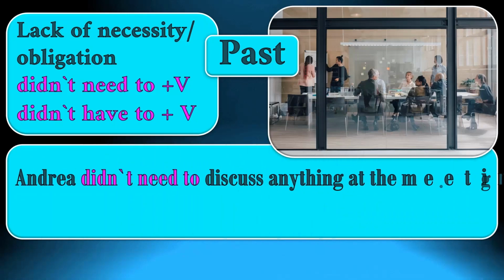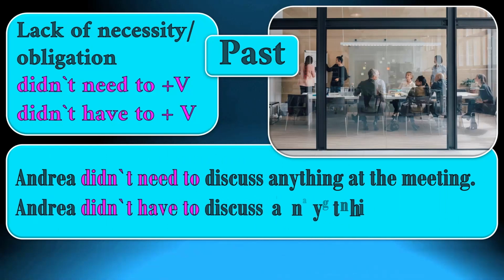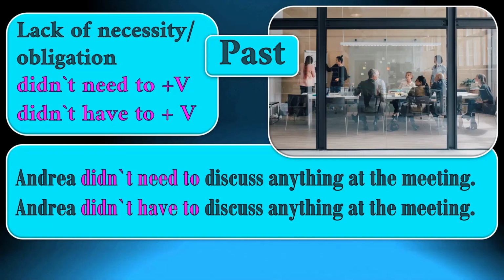Andrea didn't need to discuss anything at the meeting. Andrea didn't have to discuss anything at the meeting. Both these sentences are similar and express the idea that there was no need for Andrea to talk about something with other people at the meeting.